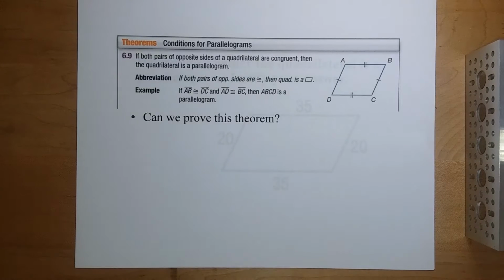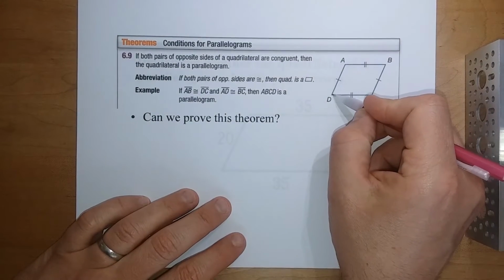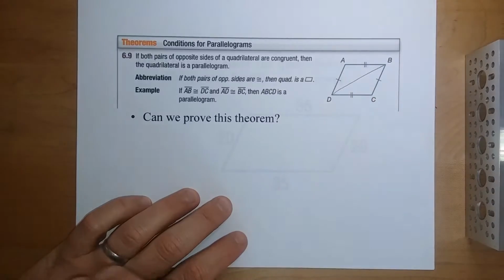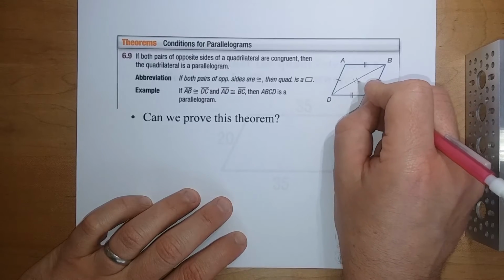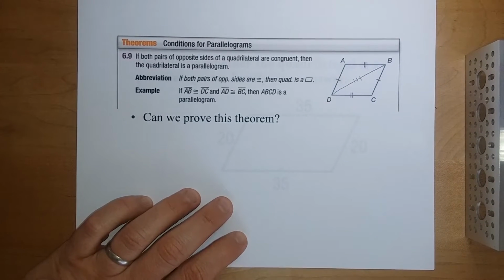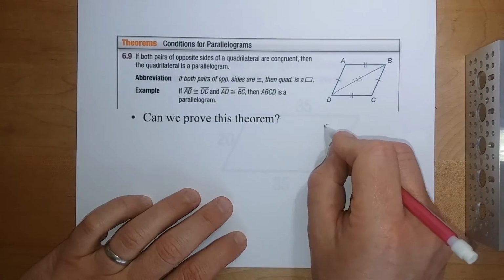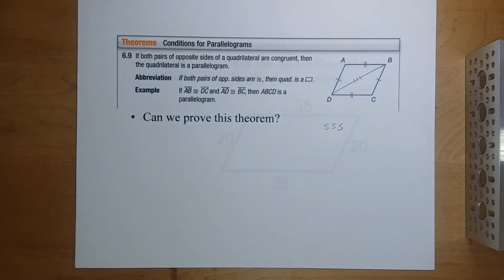Here, this condition in 6.9, can we prove that this is enough to know that we have a parallelogram? Well, if we go right back to our fundamental definition of a parallelogram, where we have a quadrilateral with opposite parallel sides, we could prove that if we draw a diagonal here. And immediately you'll probably recognize that we have a pair of congruent triangles by side, side, side. So side, side, side tells us that these two triangles are congruent.